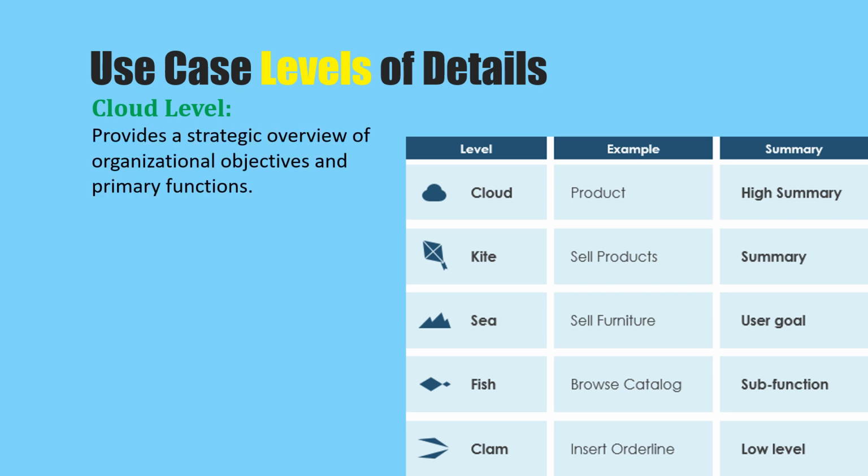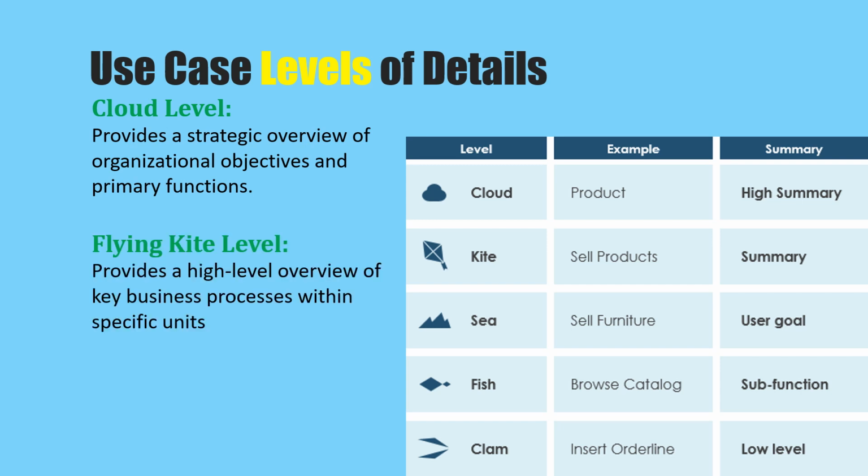Cloud level. This is the highest level of abstraction, representing enterprise-wide goals with only a few overarching use cases. It provides a strategic overview of organizational objectives and primary business functions. For example, use cases include advertising goods, selling to customers, managing inventory, overseeing the supply chain, and optimizing transportation.